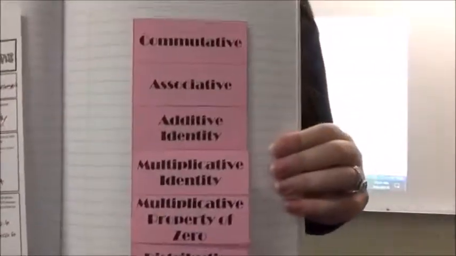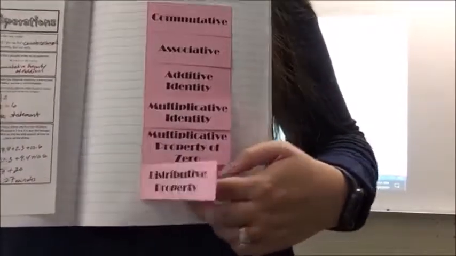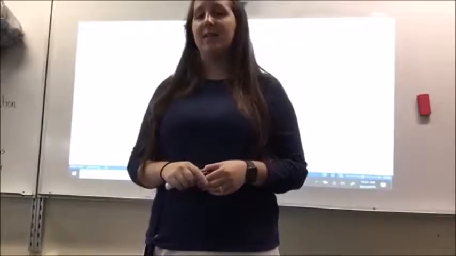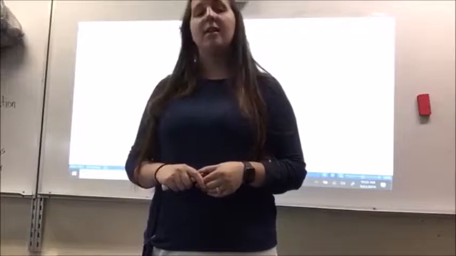This is what your foldable should look like once it's glued in. As you can see, I cut along the dotted lines, so I can basically flip each one of these open and I can read what's underneath. And that is the end of Chapter 6, Lesson 5.